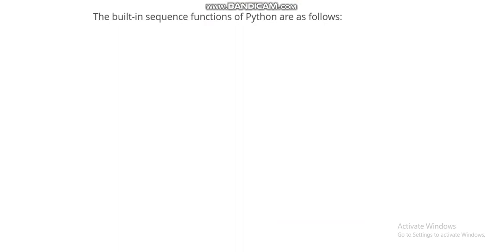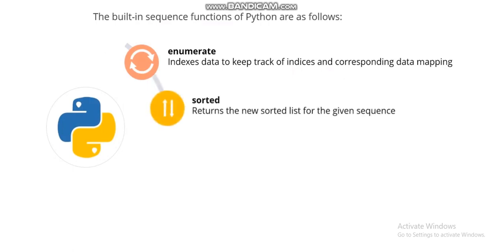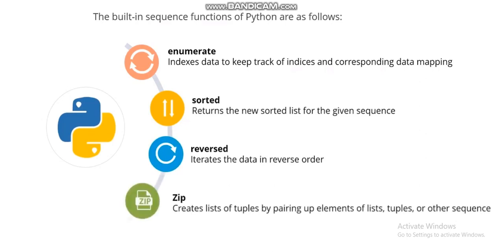Python has built-in sequence functions to make the computations faster and easier. Here are some examples of built-in sequence functions which you would be using during the course. These include enumerate, which keeps track of index and corresponding data mapping. It enables a loop and has an automatic counter. Sorted returns the new sorted list for the given sequence. Reversed iterates the data in reverse order. Zip creates lists of tuples by pairing up elements of lists, tuples, or other sequences.